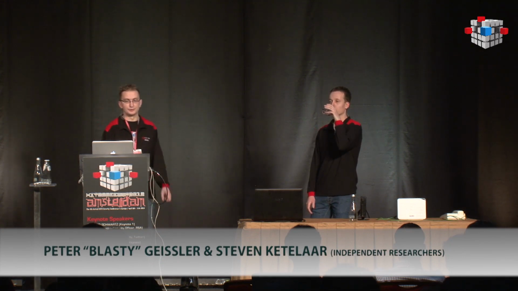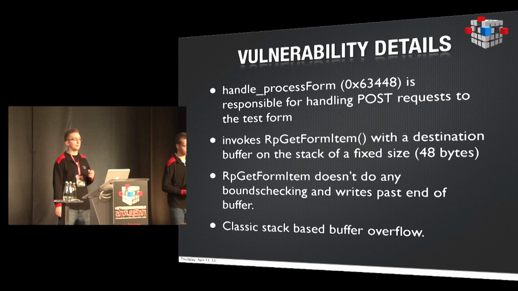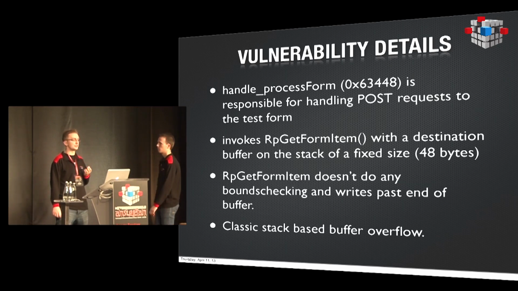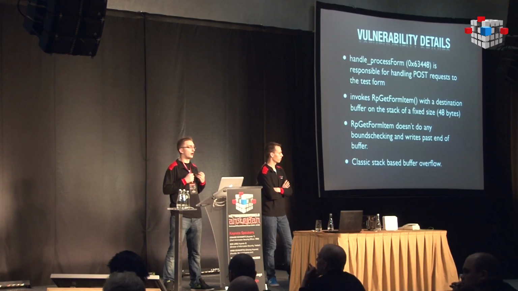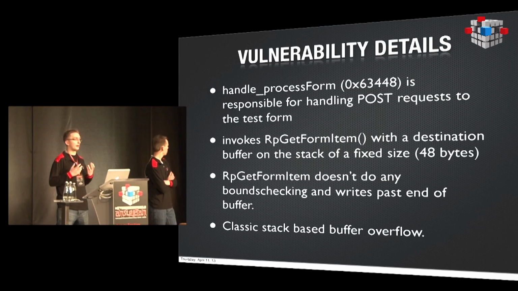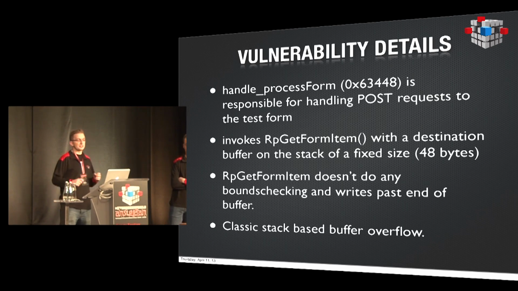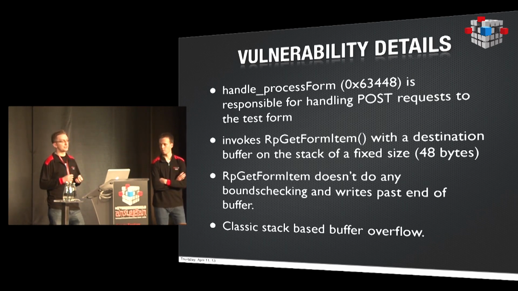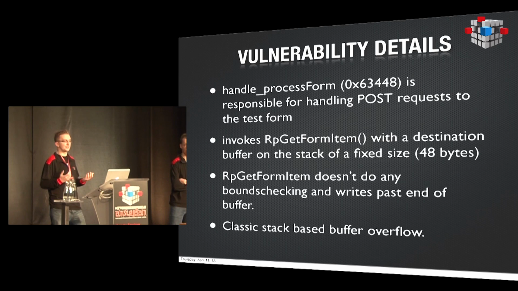So let's have a look at the vulnerability. There's a function called handle process form, which is responsible for handling all POST requests sent to this test form. This function will invoke rp get form item, where rp stands for ROM Pager, by the way. So this is a routine from the lib ROM Pager library, with a destination buffer on the stack, which has a fixed size of 48 bytes. I guess you can guess where this is going.